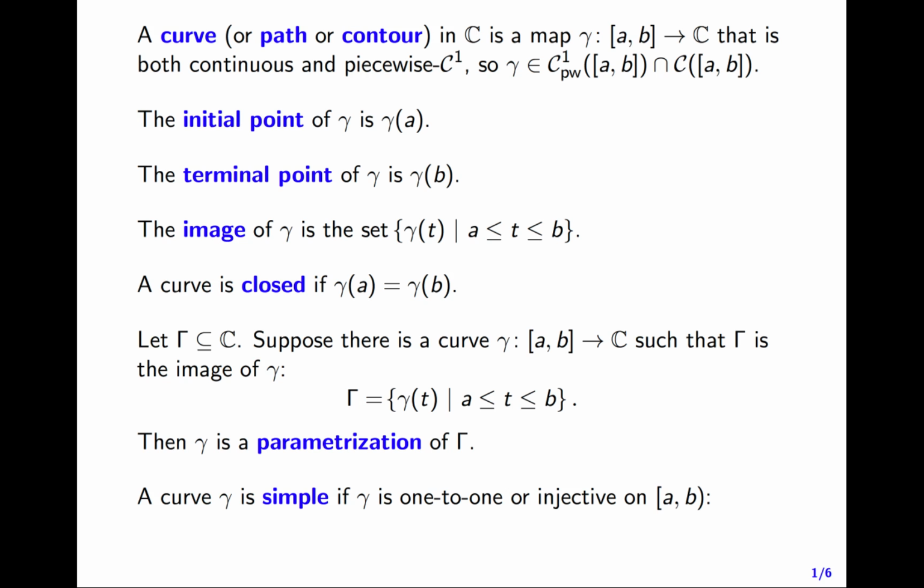Last, a curve is simple if it is one-to-one or injective on the interval closed at a to open at b. In other words, if t1 and t2 are distinct points between a and b, then gamma of t1 is not equal to gamma of t2.